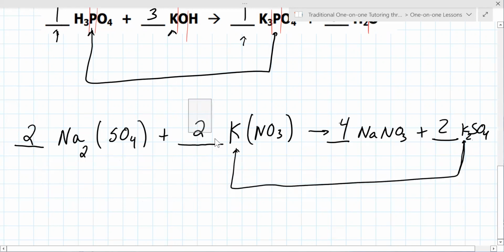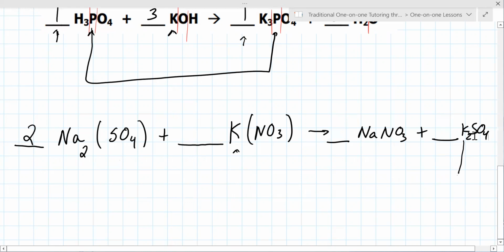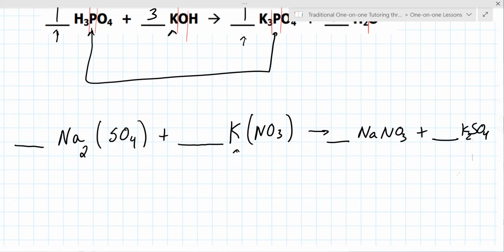Oh, K2SO4. Yeah. Okay, that helps. That really helps. Oh, that makes more sense. Yeah, so one little thing makes all the difference.